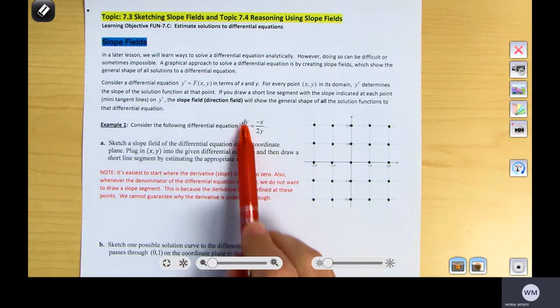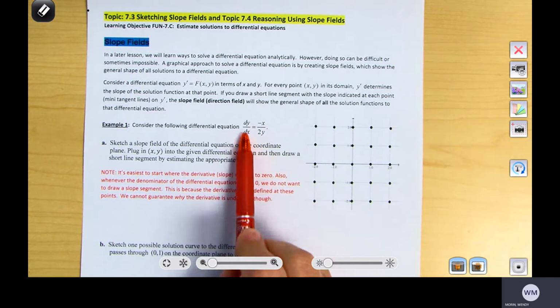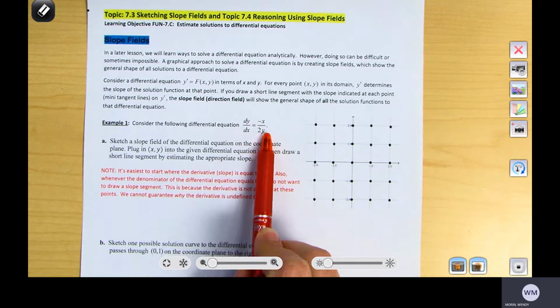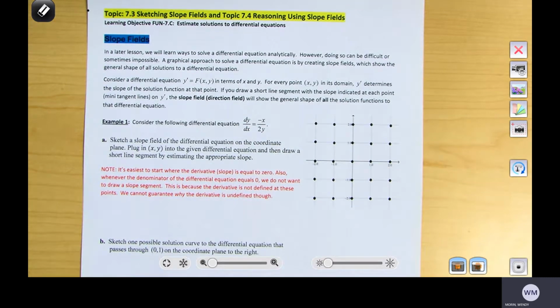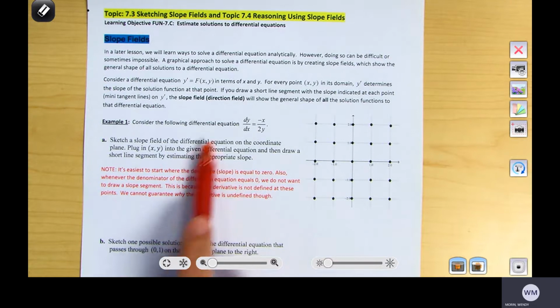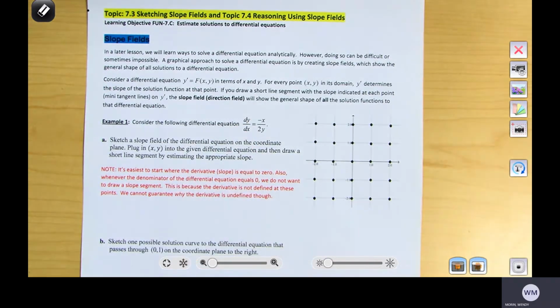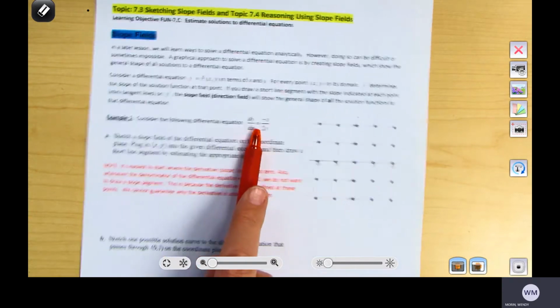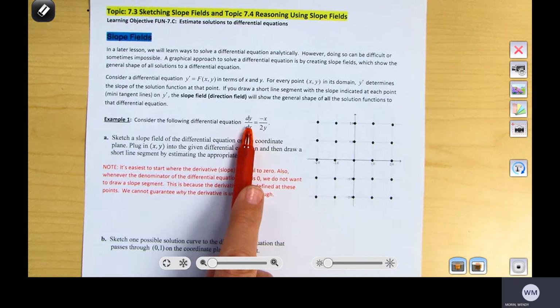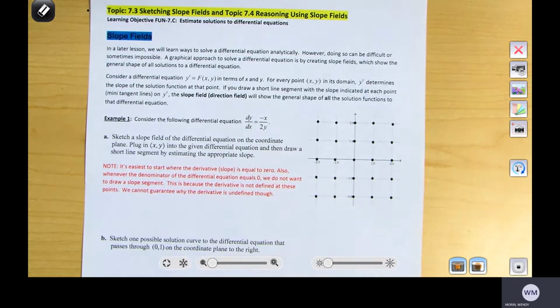So this is our differential equation here. We've got our first derivative in terms of x and y. We're going to sketch a slope field of this differential equation. Now, again, this first derivative represents the slope of the tangent line to the curve at any point. So what we're going to do is draw in mini tangents. We're going to plug in some coordinates into this first derivative, and it's going to give us the slope of the tangent line. So we're going to create little mini tangents.